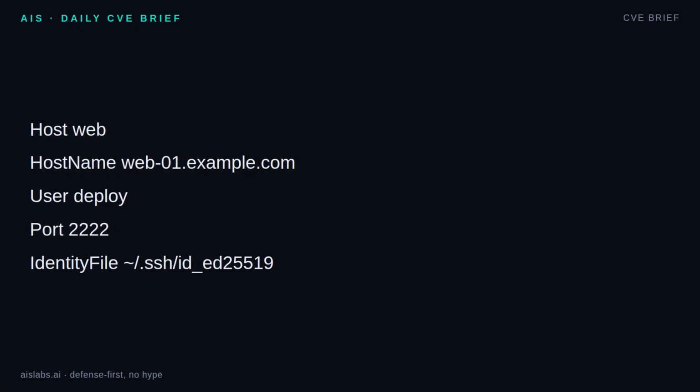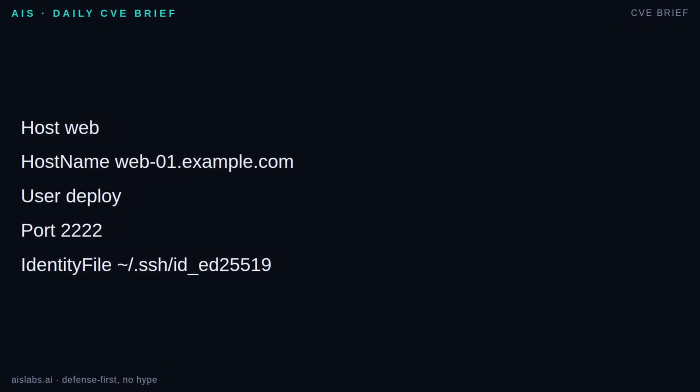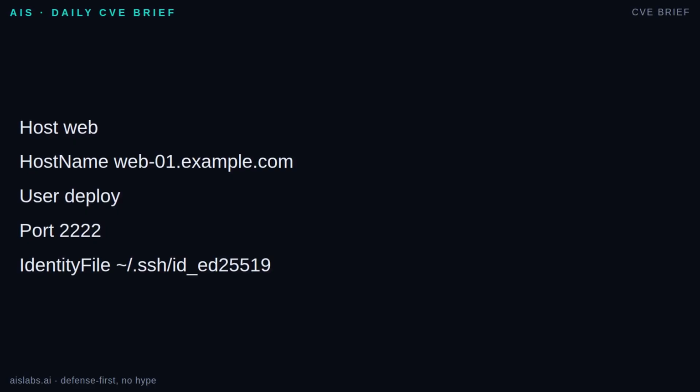Here is the basic block. Host web is the alias. It is the short name you type, ssh web. HostName is the real DNS name or IP address the client connects to. User is the remote account, so you do not have to type deploy at every login. Port is the TCP port for SSH on that server. If you omit it, OpenSSH uses 22. IdentityFile points to the private key your client should try for this host.